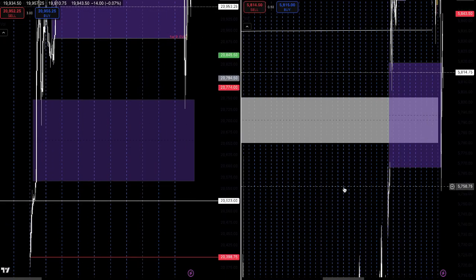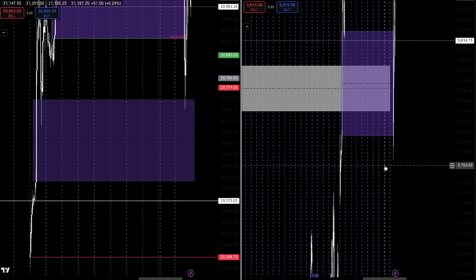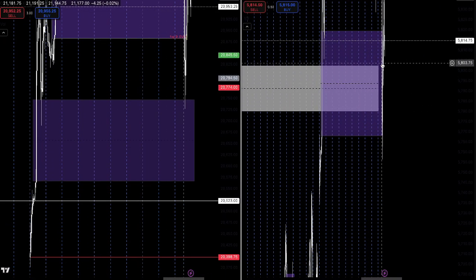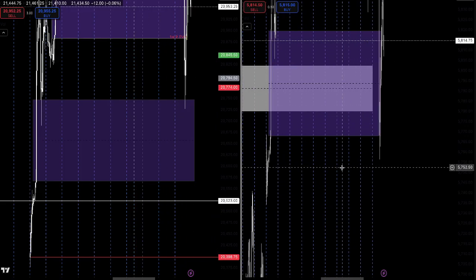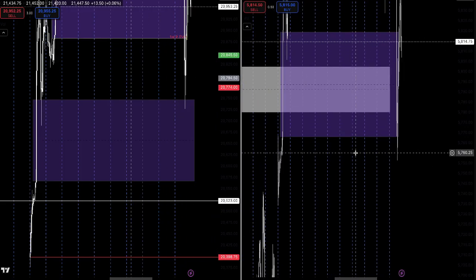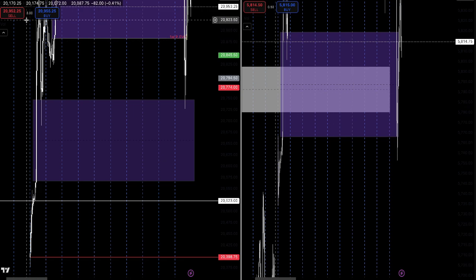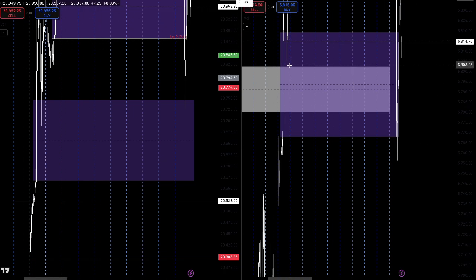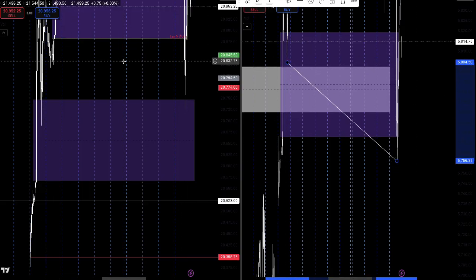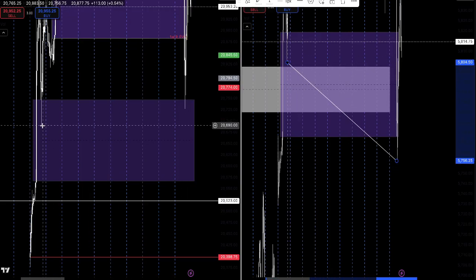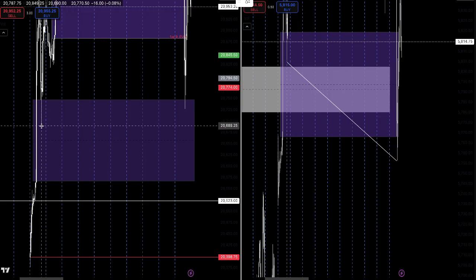So first off, you see that it filled the entire gap on ES, right? And on ES, it of course took the gap from the 12th. It took this gap, and the 12th here on NQ, it did not take it.